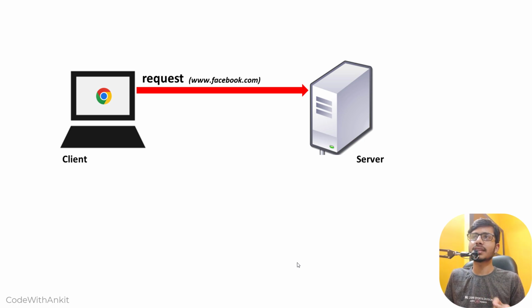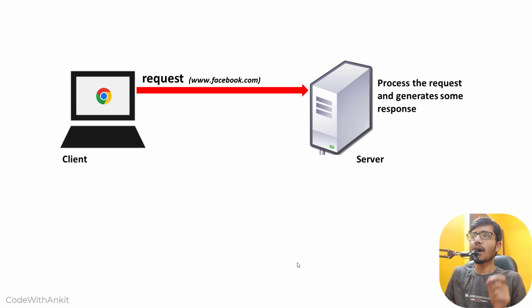Say, like www.facebook.com. The client requests, hey server, I want facebook.com. It means the client wants to load the resources that are contained at that particular locator, www.facebook.com. Now the server will read the request and then process it, and generate some response after processing it, right?